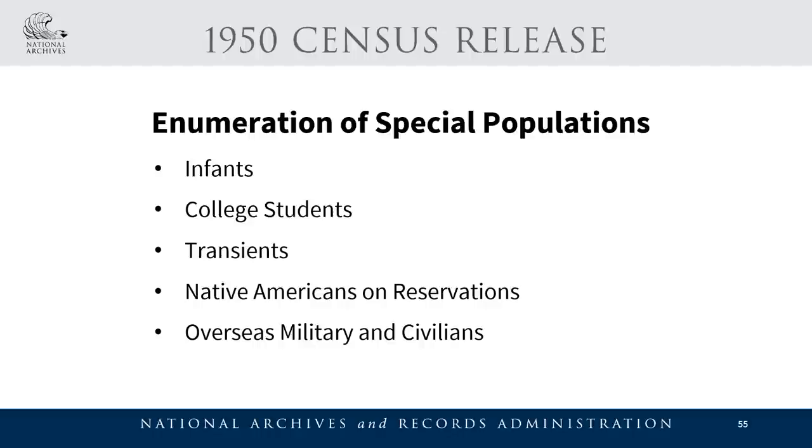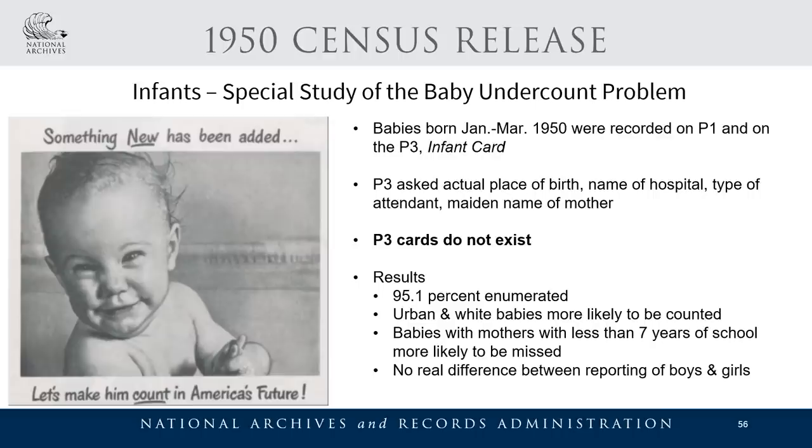The Census Bureau long knew that it had a problem with the undercount of babies. For some reason, people didn't think babies counted. Babies do count. Everybody counts. And so in 1950, the Census Bureau repeated a process that they had also used in 1940. Babies born between January and March 1950 were recorded on the normal form P1, just like everybody else, and they were also counted on the form P3 infant card.